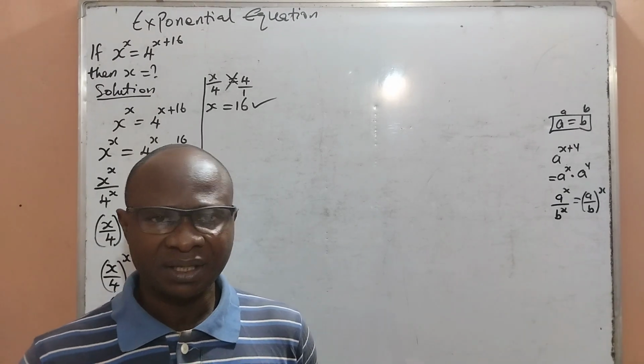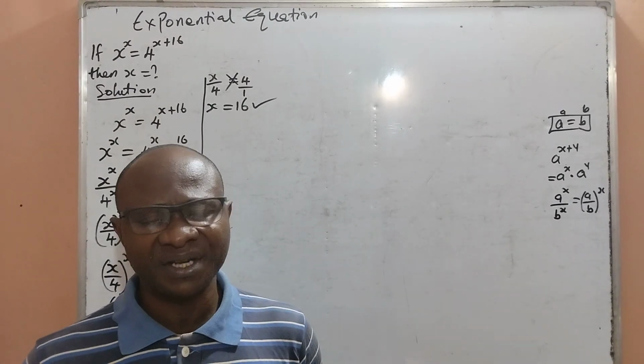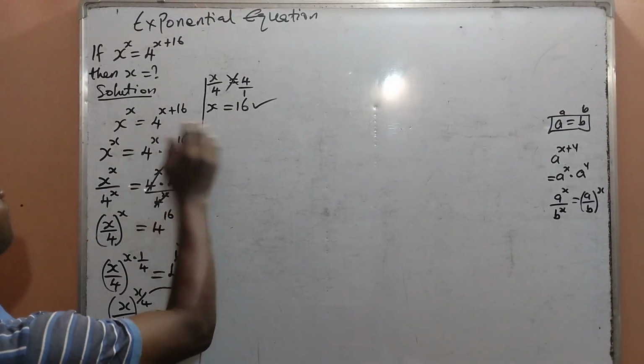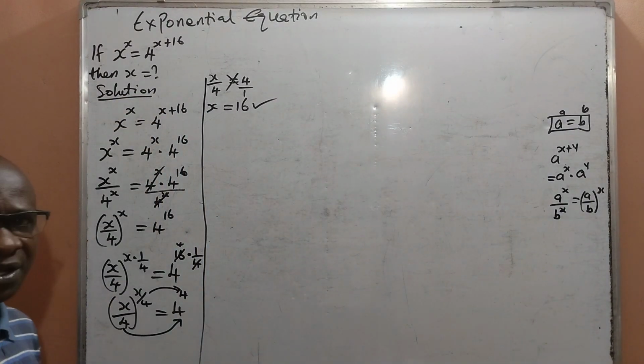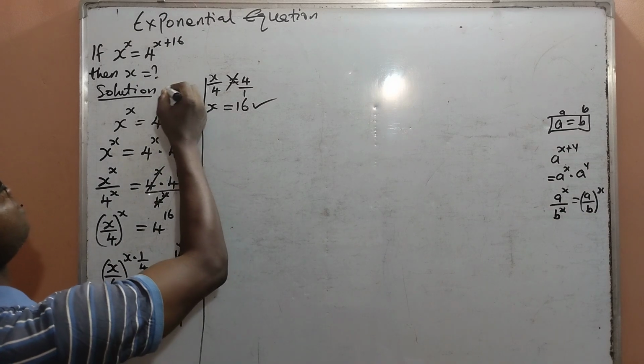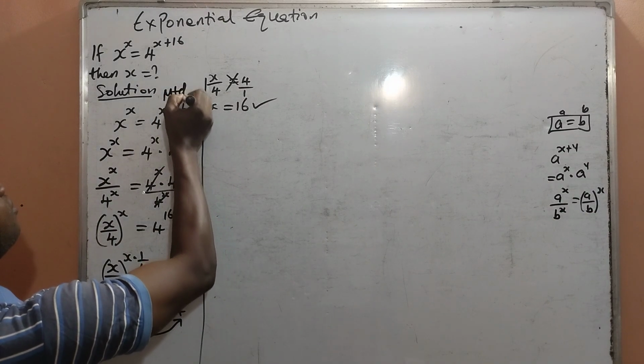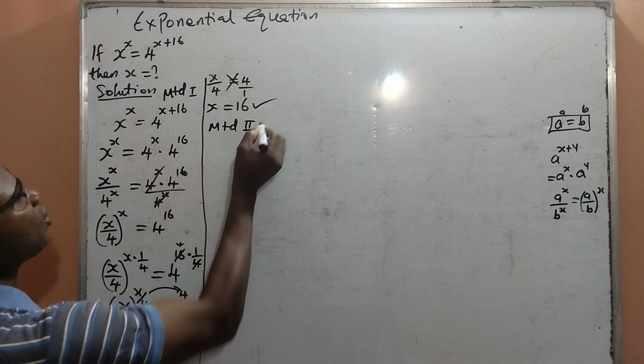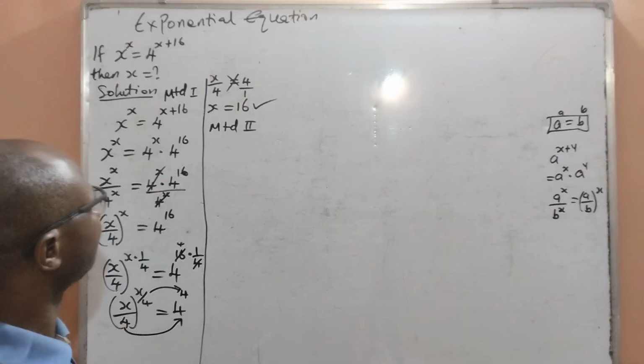One is applying the indices method, and the second one is applying natural logarithm. So the one I have used to get the value of x is the indices method. Now, this is method 1, okay? Let us apply method 2, which is natural logarithm.